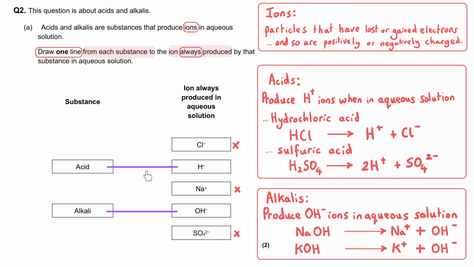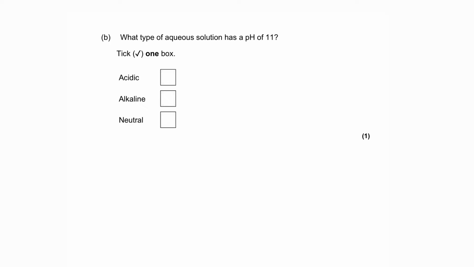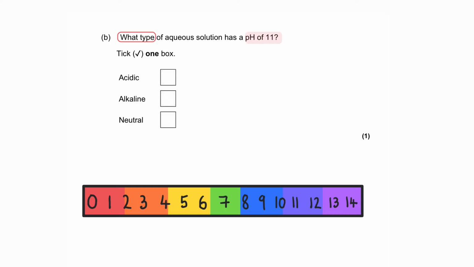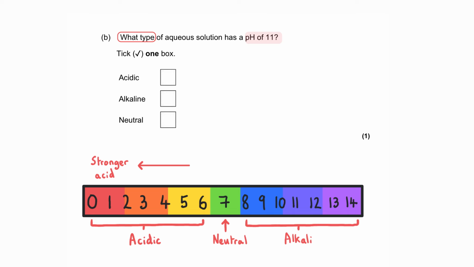1 mark for each of those lines. What type of aqueous solution has a pH of 11? You need to remember the pH scale goes from 0 to 14, where 7 in the middle is neutral. And lower than 7 is an acid, and the further away from 7 you get, the stronger the acid is. Anything with a pH above 7 will be an alkali, and the further away from 7 you get, the closer to 14, the stronger the alkali will be.